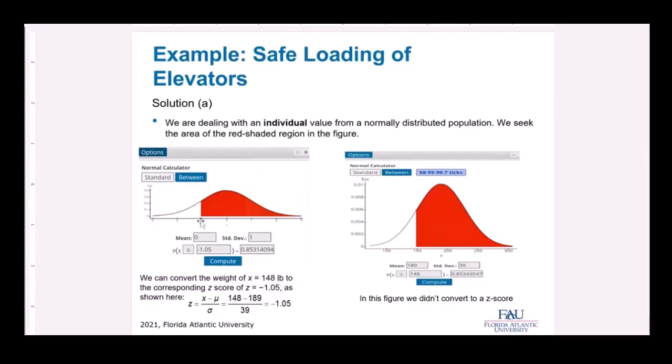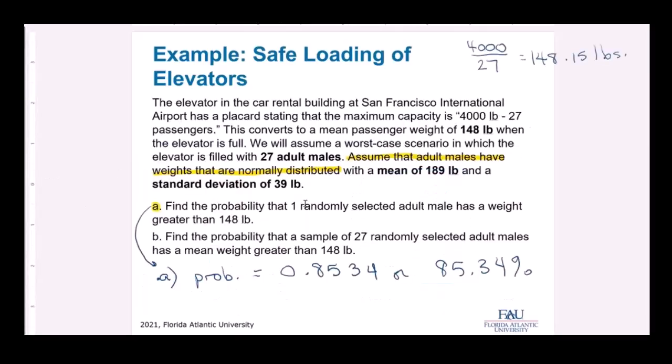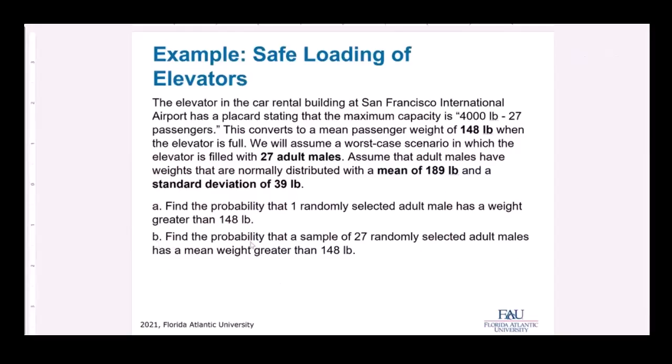Now we want to go back and talk about B. For B, find the probability that a sample of 27 randomly selected adult males has a mean weight greater than 148 pounds. Now this is different because here we selected one adult, and here we're selecting a sample of 27 adults.